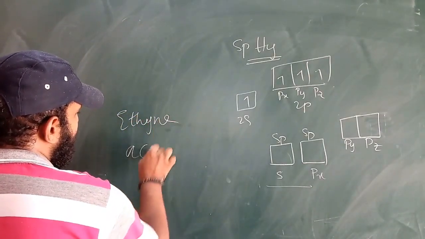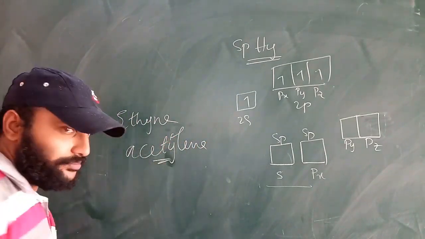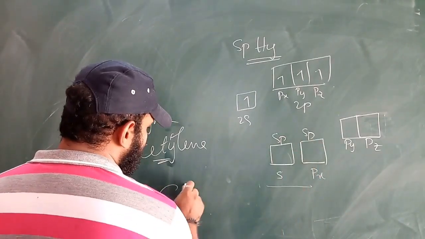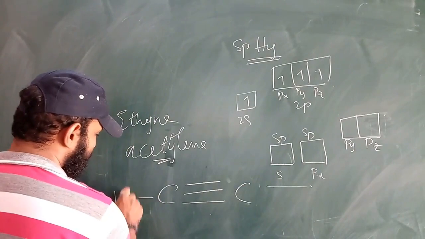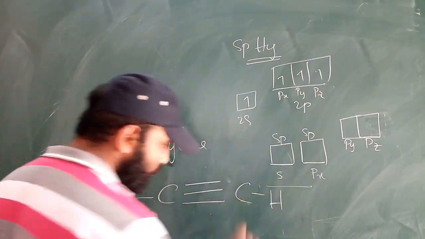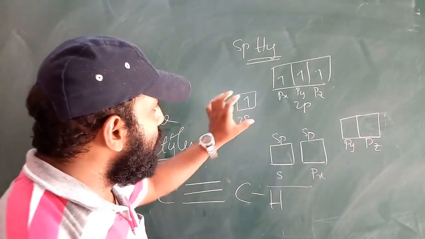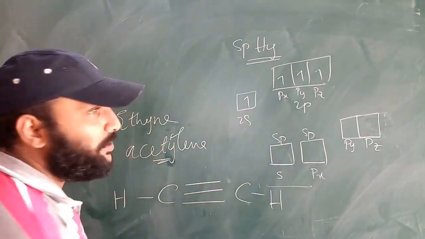Ethyne is also called acetylene. What is the structure here? It contains 2 pi bonds and 1 sigma bond between the carbons. Okay, this is the structure. If you observe here, how many hybridized orbitals are there? 2 hybridized orbitals, which make 2 sigma bonds.